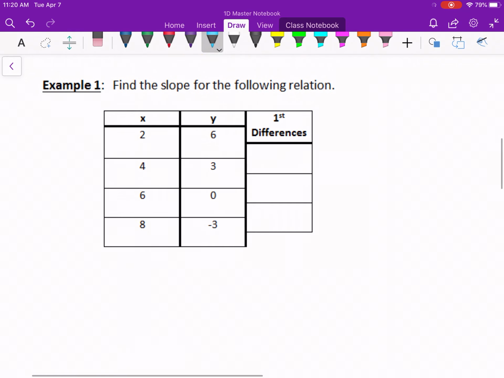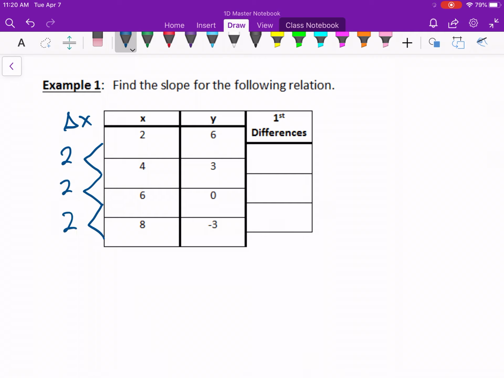All right, find the slope of the following relation. This is going back to what we did last lesson. So we need to check our delta x, our change in x's. 2 to 4 goes up by 2. 4 to 6 goes up by 2. 6 to 8 goes up by 2. First differences, or delta y, that's another way that we identify it. It goes from 6 to 3, down by 3.